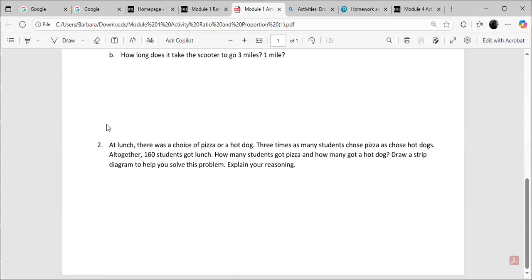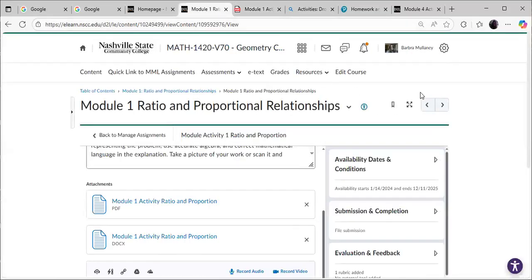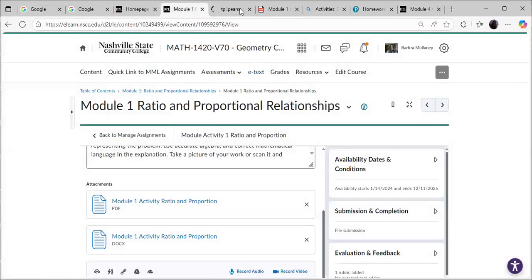All right, and then in problem number 2, at lunch there was a choice of pizza or a hot dog. 3 times as many students chose pizza as chose hot dogs. Altogether, 160 students got lunch. So how many students got pizza and how many got a hot dog? And in this one, you want to draw a strip diagram to help you solve. Now, I don't expect you to know this right off the bat. So it's so important when you're doing the activity to go into the e-text and do the reading for chapter 7 and 9.